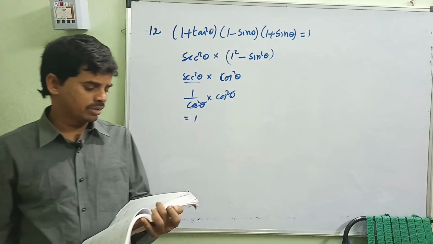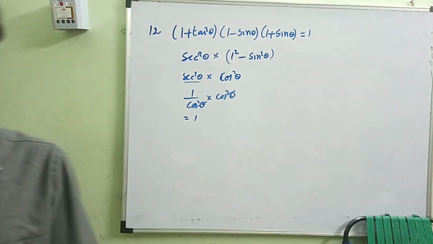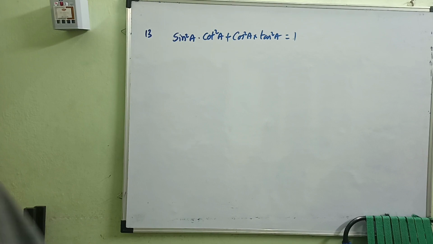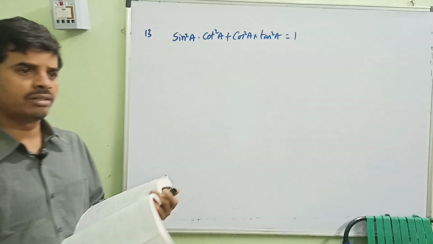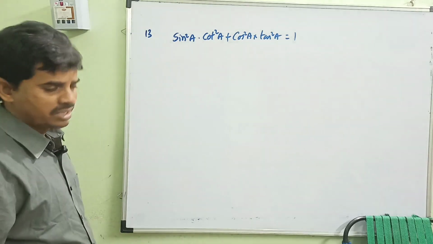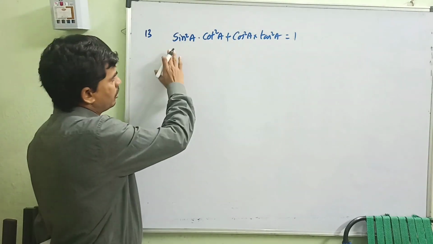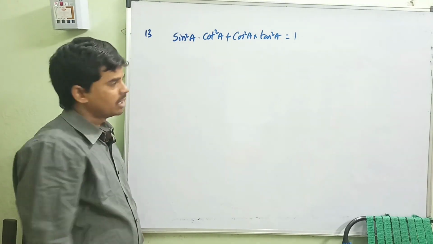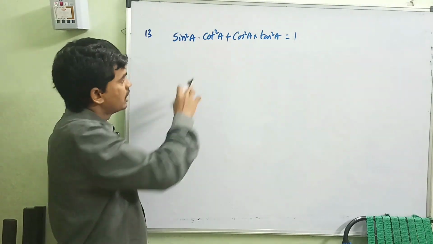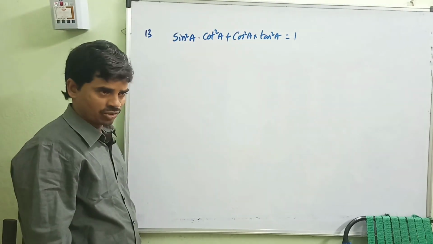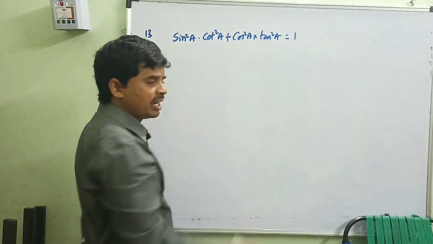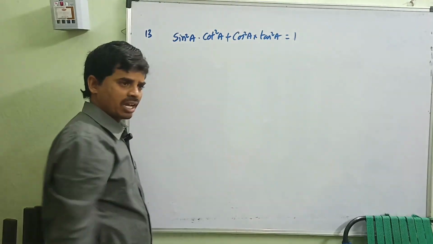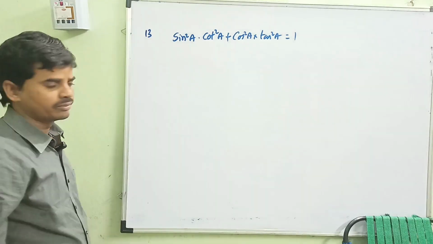Chalo, copy. Tell me, how can we get 1? First analyze. Cot square, if you convert into cos by sin, cos square by sin square, sin square gets cancelled in the denominator. Tan square, only tan square convert into sin by cos. Here cos square and cos square will be cancelled. So the answer will become 1, easy.